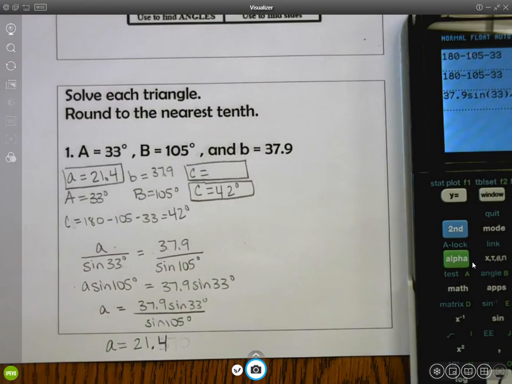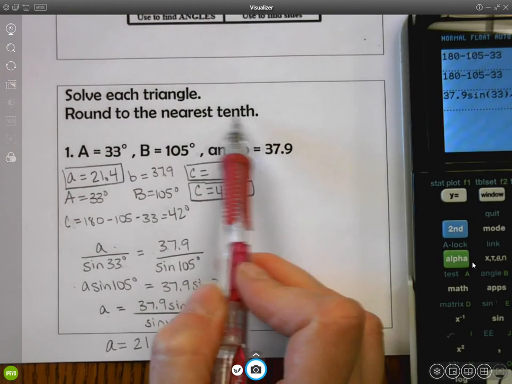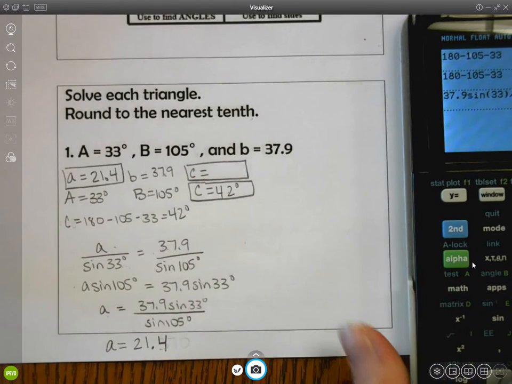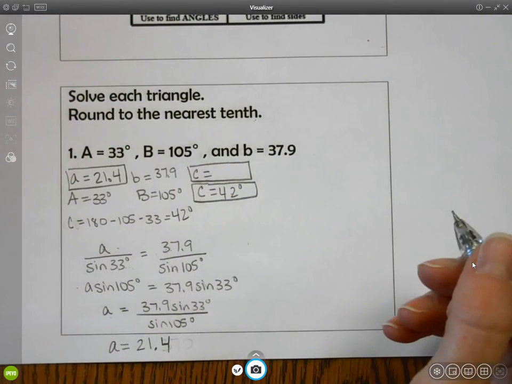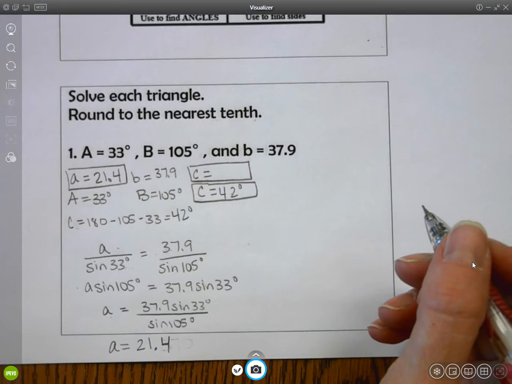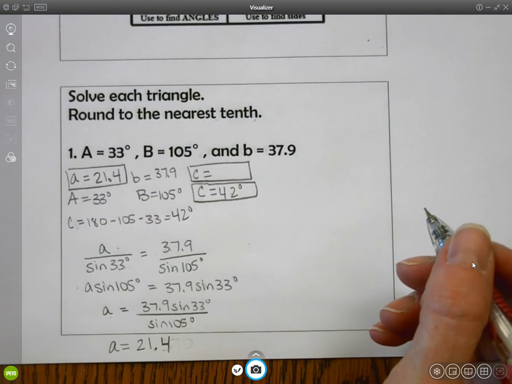All right, so we have the third side. And a lot of times students will say, ooh, I can use the Pythagorean theorem. Well, nobody told us that this was a right triangle, so we can't. Oh, hey, look, I just read the directions. Round to the tenths. Good job. Okay, so I have to use the law of sines again. I cannot use the Pythagorean theorem because I do not have a right triangle.